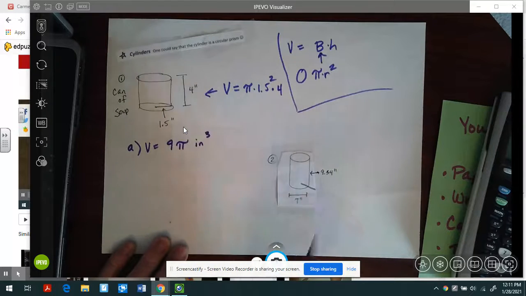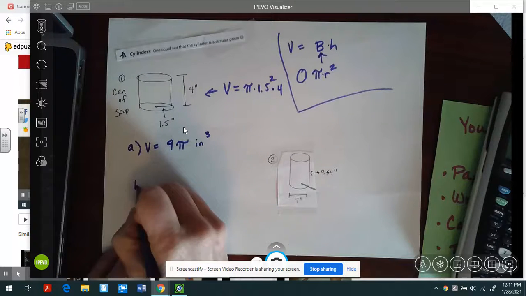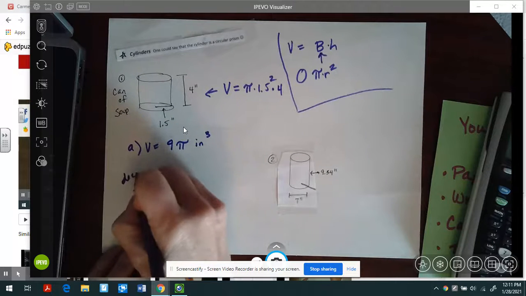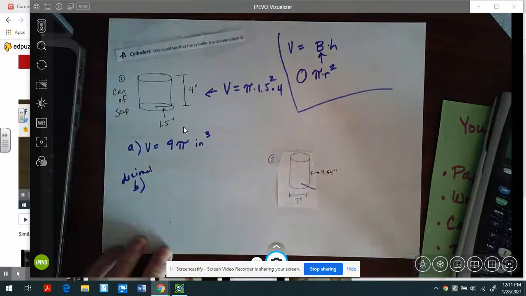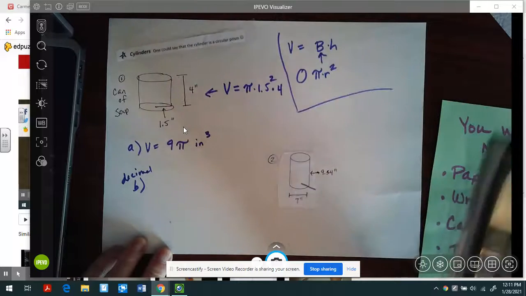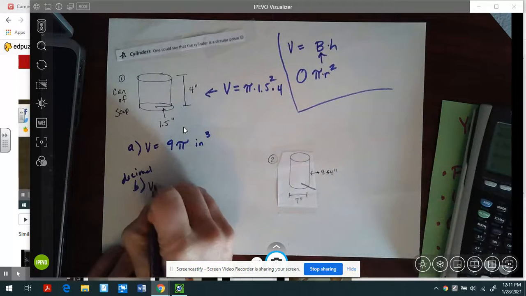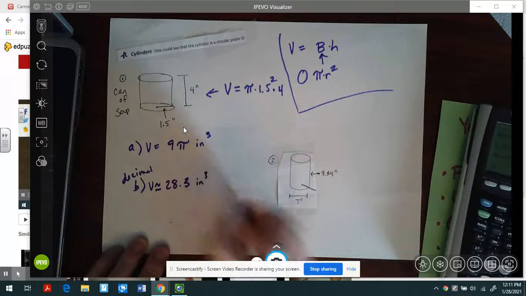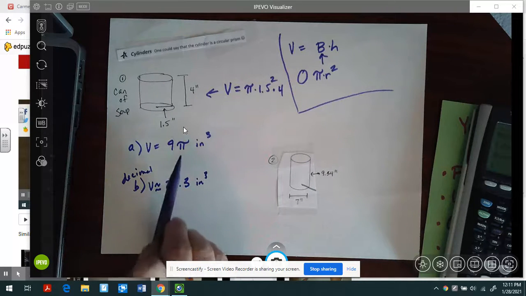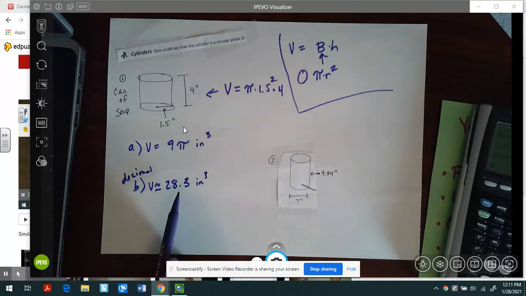As a decimal, I'm simply going to multiply 9 times 3.14. And I got 28.3. So there are our two answers, with pi in the answer, and using 3.14 as pi and rounding to the nearest tenth.